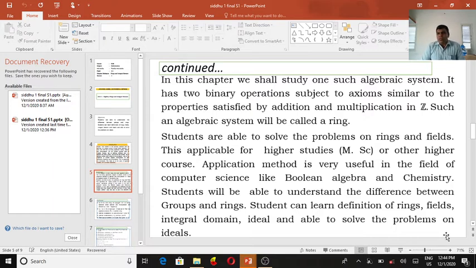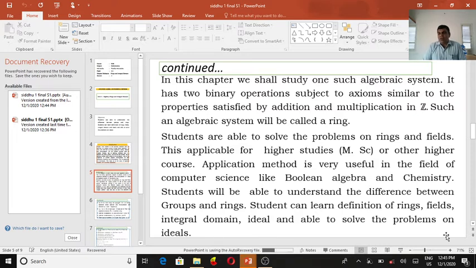Now, students are able to solve problems on rings and fields. This is applicable for higher studies. If you go for higher level MSc, in MSc we go for extensions of algebra, such as Lie algebra, some specializations of algebra, Boolean algebra, and also Galois extension fields. This is very applicable in Galois extension fields. Other higher courses and applications are very useful in the field of computer science, like Boolean algebra, and chemistry.